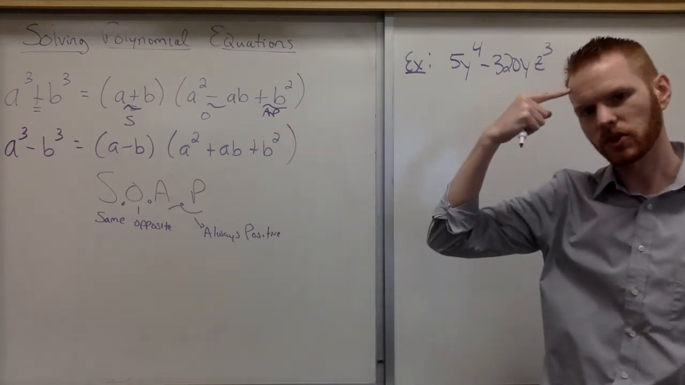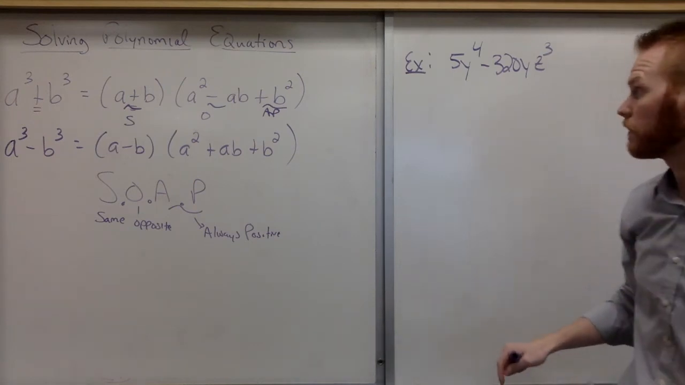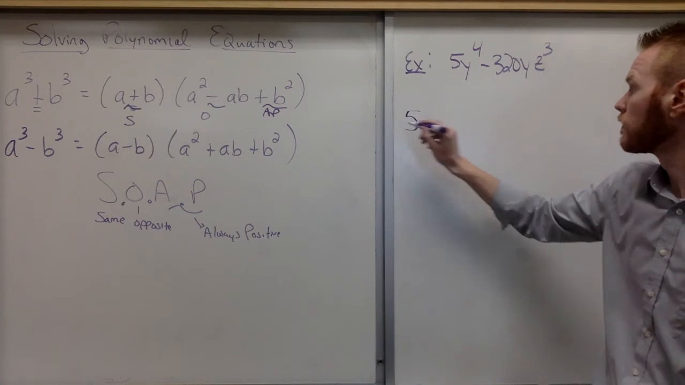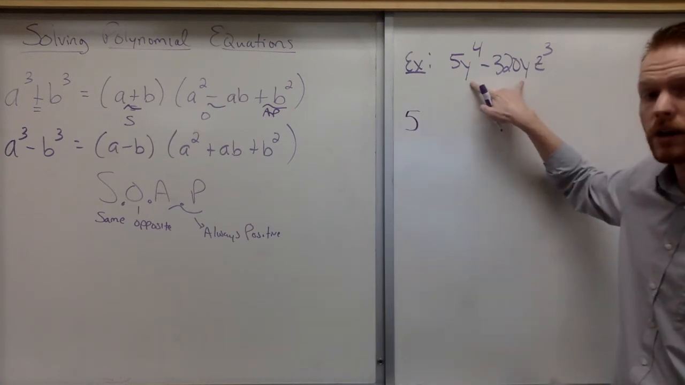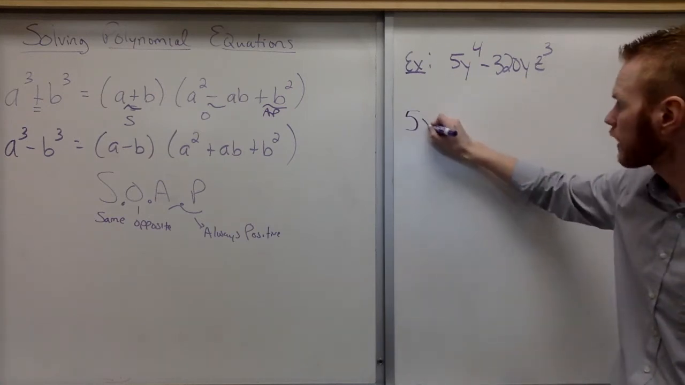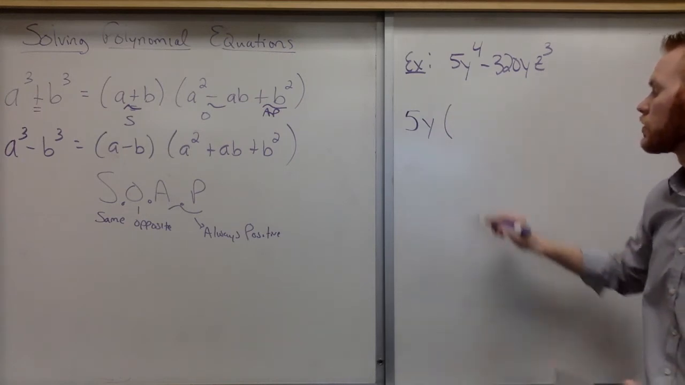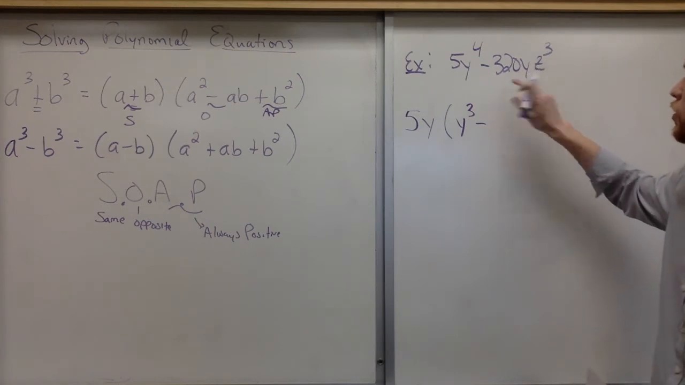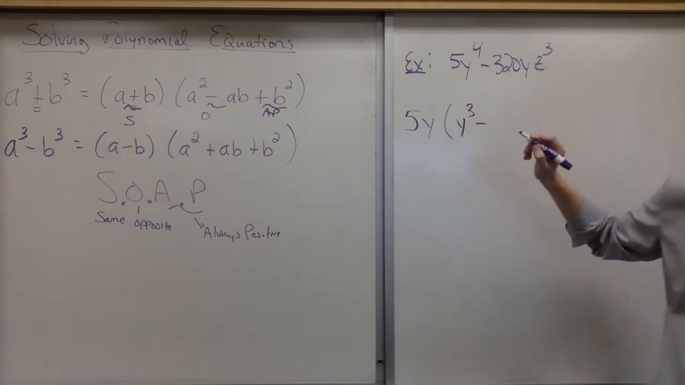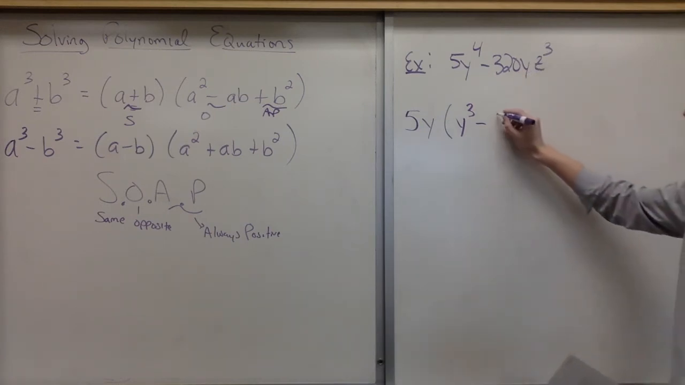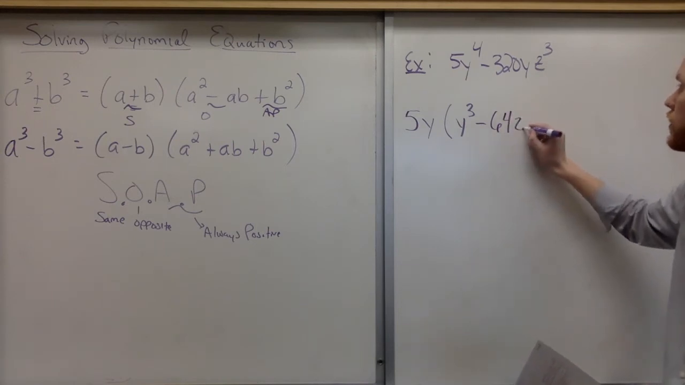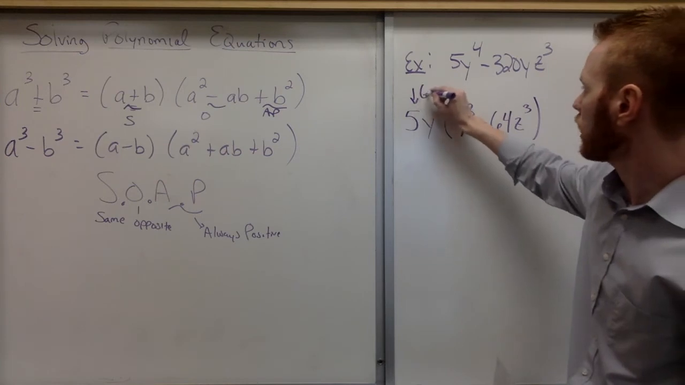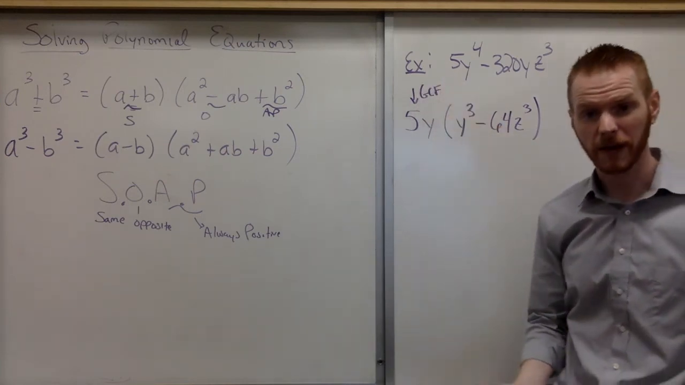So that's telling me there's a GCF I could factor. My GCF for this guy is a 5. And then notice each one of these has a y to offer up, so I could factor a y out. So now I'm left with y cubed minus 320 divided by 5. That's going to be 64. And then z cubed. So remember, if you can, factor the GCF out.